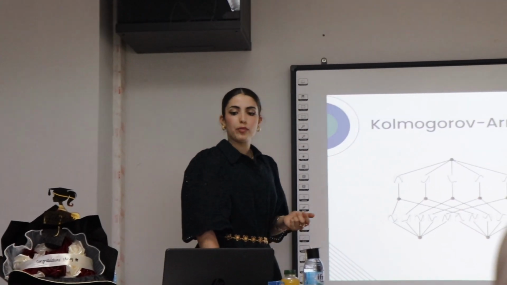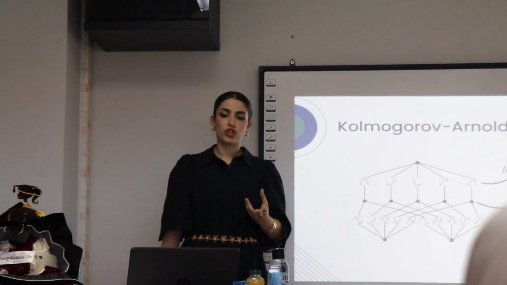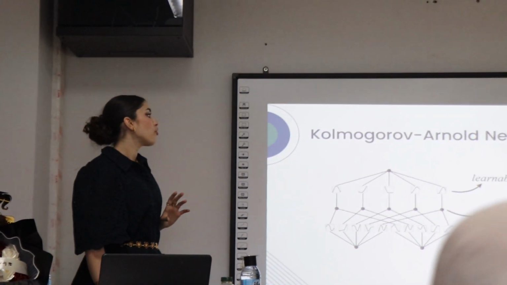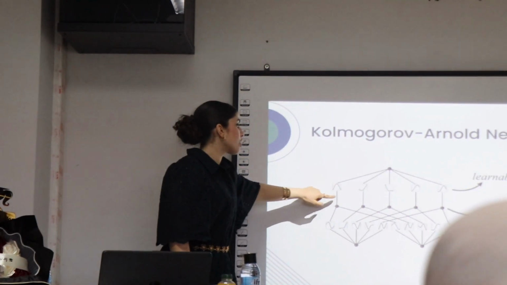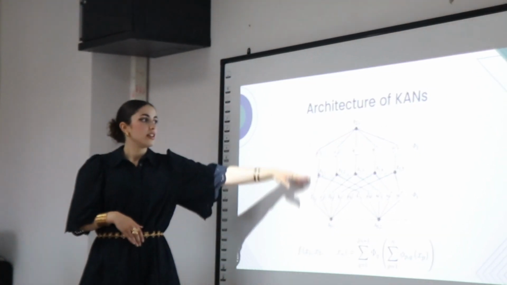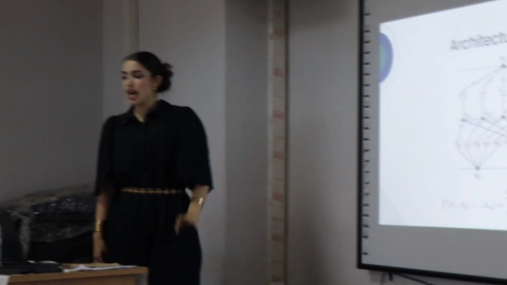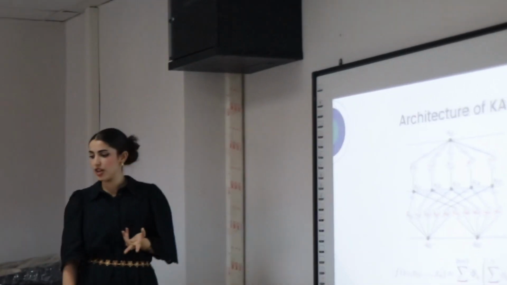Unlike traditional MLPs, which use fixed activation functions at the nodes, Kolmogorov-Arnold networks, or KANs, use learnable activation functions on the edges, the hidden layers, and the output layer. Each input is passed through a series of univariate functions. Here are the univariate functions. These functions act as learnable spline-based activations associated with each edge in the graph.